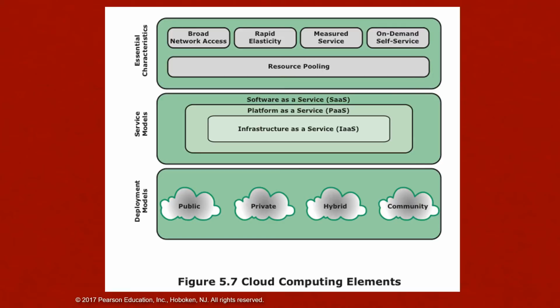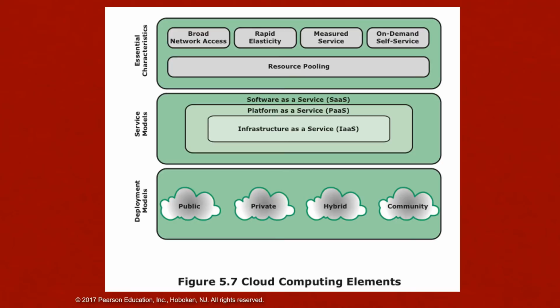NIST defines 4 deployment models. Public cloud. The cloud infrastructure is made available to the general public or a large industry group and is owned by an organization selling cloud services. The cloud provider is responsible for both the cloud infrastructure and for the control of data and operations within the cloud. Private cloud. The cloud infrastructure is operated solely for an organization. It may be managed by the organization or a third party and may exist on-premise or off-premise. The cloud provider is responsible only for the infrastructure and not for the control.